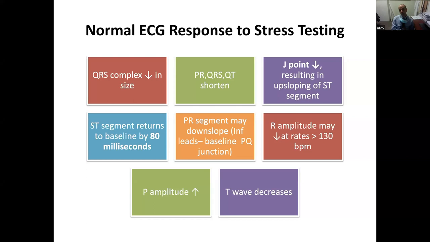With that, you will see a depression in your J point, which is the point between the end of the QRS and the beginning of the ST segment. And with that J point depression, usually you would see an upsloping of the ST segment. Usually after 80 milliseconds, which on a standard EKG tracing is after about two little squares, your ST segment should be back to its baseline and isoelectric line. Often you might see a PR segment downsloping in the inferior leads, and the R wave amplitude might also decrease at rates greater than 130 beats per minute.